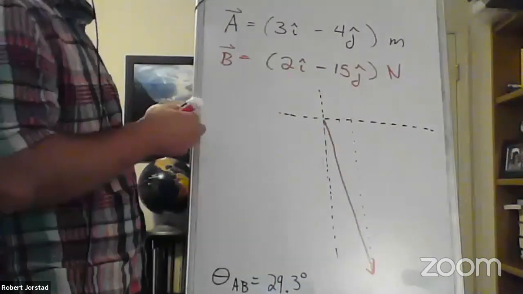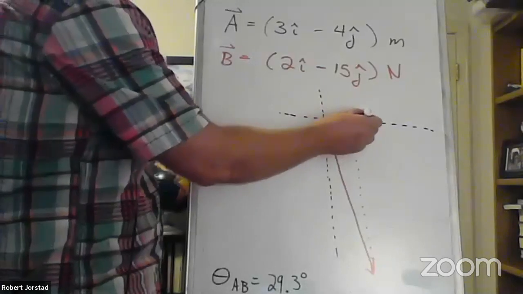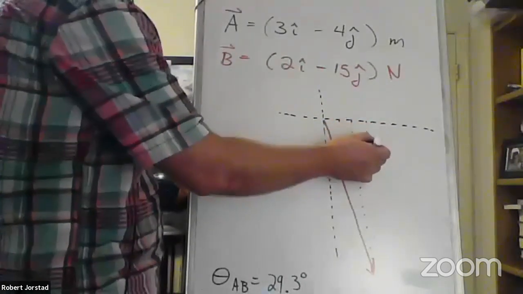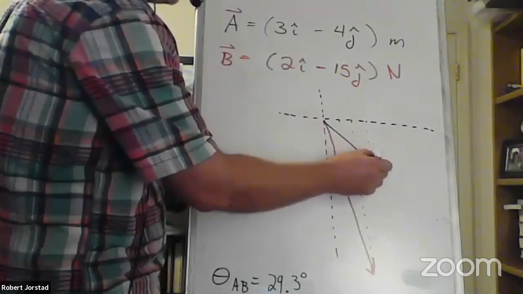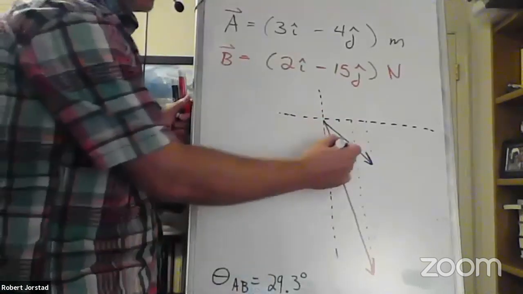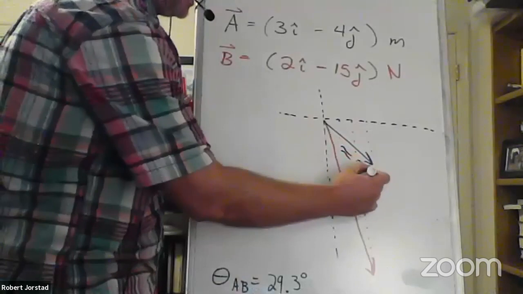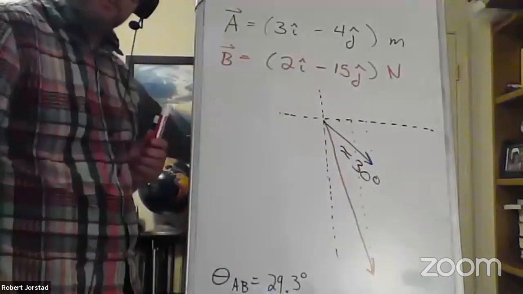Now I'm going to do the other one. 1, 2, 3, 1, 2, 3, 4. Looks like about 30 degrees to me. Looks like my math is good.